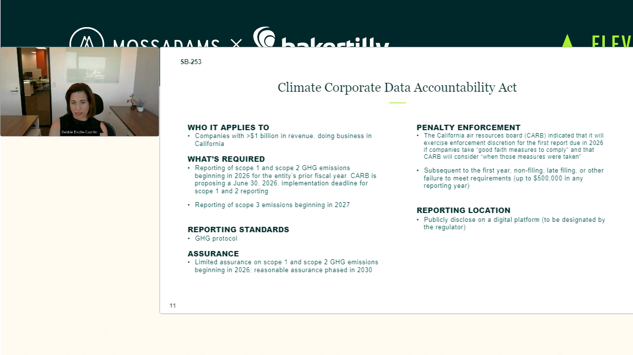And then in terms of location, the requirement is that we publicly disclose on a digital platform. CARB in their last workshop did say that they will be sharing reporting templates for Scope 1 and Scope 2 in the coming weeks. So we'll keep an eye out for those as they come through.